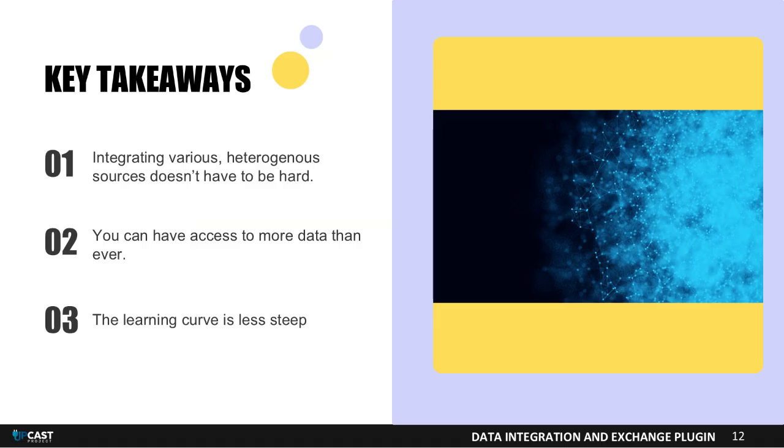The main takeaways you should have of this presentation are first, that integrating various heterogeneous sources doesn't have to be hard. You can have a unified system that already contains the state-of-the-art technologies for this task. This then means that, second, you can have access to more data than ever because you're no longer limited by the structure of the data and can thus improve your business processes. Finally, by isolating the prerequisite knowledge to a single mapping language, RML, the learning curve is much less steep, and domain experts can save time and focus more on their area of expertise.